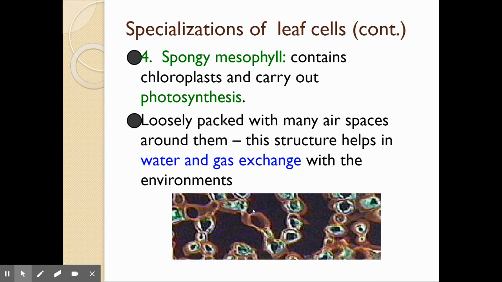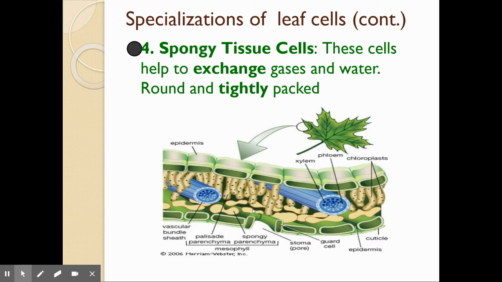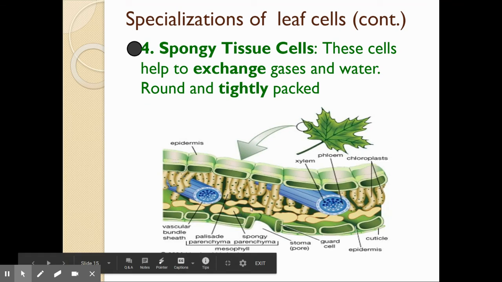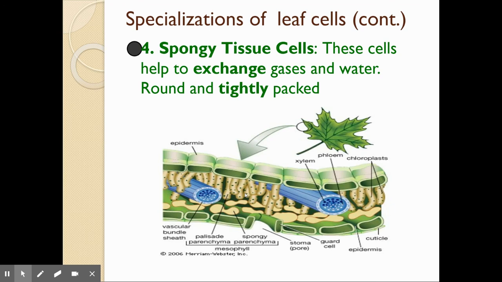So again, between the palisade cells and the spongy cells, or what we would call in general the spongy mesophylls, these contain all the chloroplasts and where most of photosynthesis is carried out. They're loosely packed with airspace around them in some places, and this is where water and gas exchange occurs. Okay, so if we go back, we just kind of call these two together the mesophyll cells. These are the palisade, spongy, and then together we refer to them as the spongy mesophyll cells. Okay, it's a little bit much to have a couple different names for the same structure.